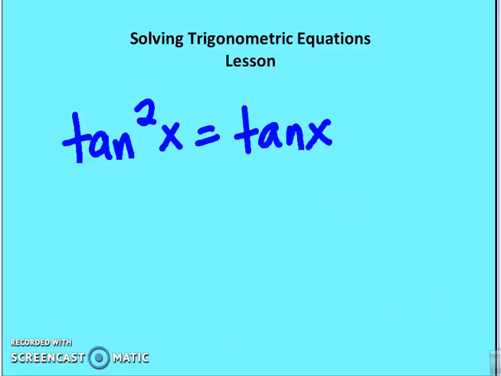All right, tangent squared x minus tangent x. Let's see if you can solve for this.